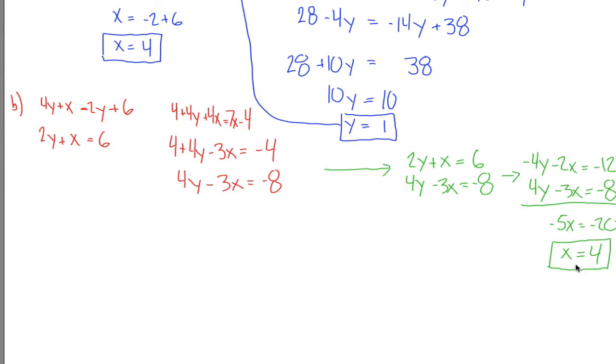And now that I know that x equals positive 4, I can take that and substitute it into any equation I want that has x's and y's in it. That way I can figure out what y is. So I really have some freedom here. Maybe I'll choose this one.